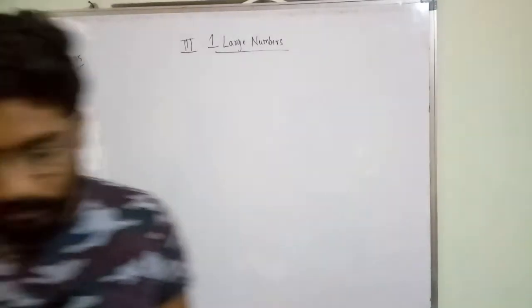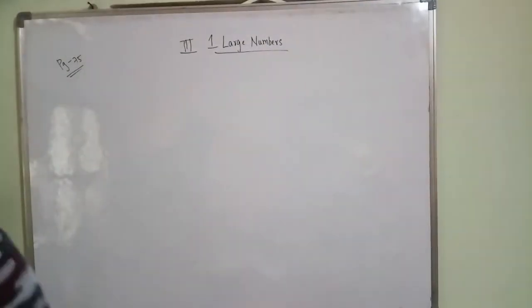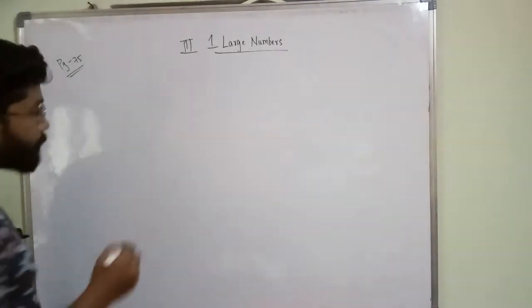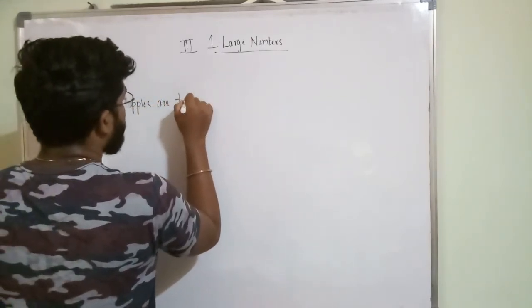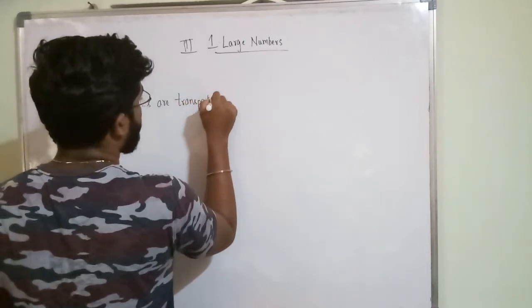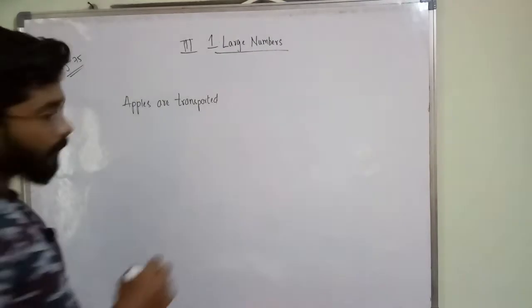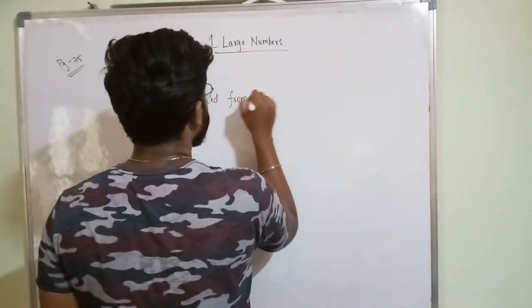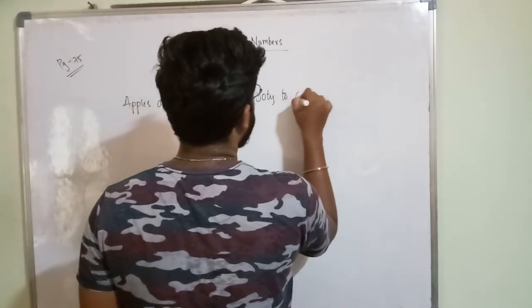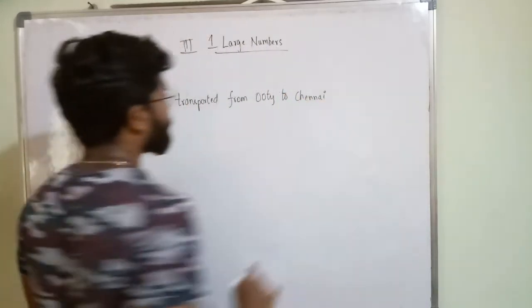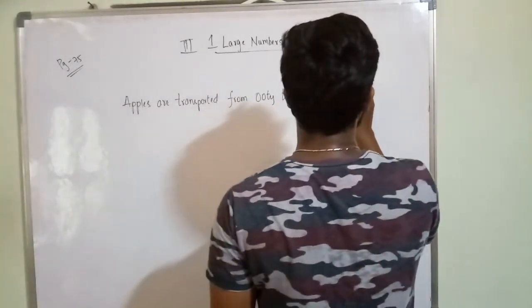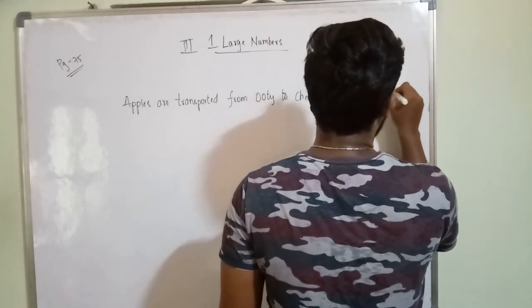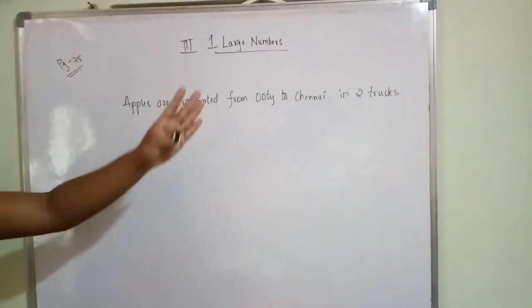So we have completed this first box. You are having the next box. What is that? Apples are transported from Ooty to Chennai in 2 trucks. Okay, apples are transported from Ooty to Chennai in 2 trucks.